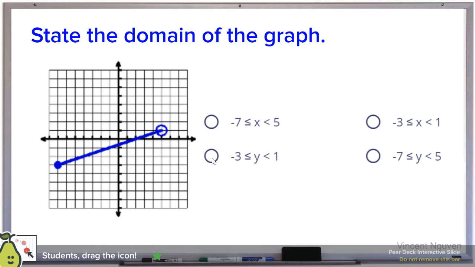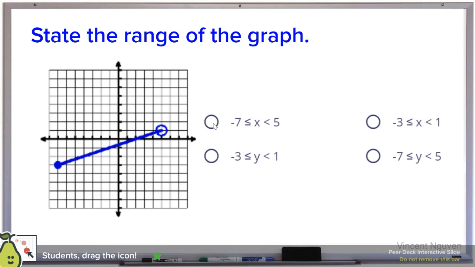So I know this answer choice is wrong. This answer choice is wrong. That leaves me with these two. So what's the difference between them? Oh, the difference between them is the variable. This last choice is wrong because it has to do with the y variable. So our answer should be the first one, okay?